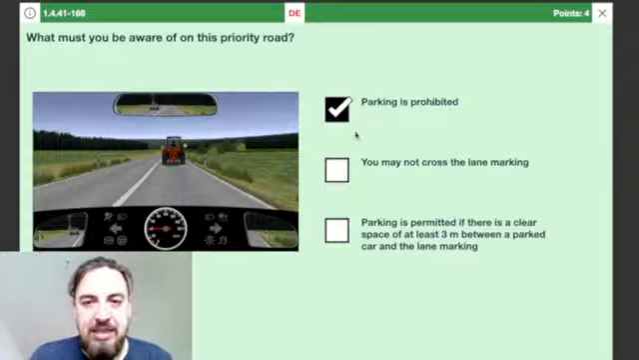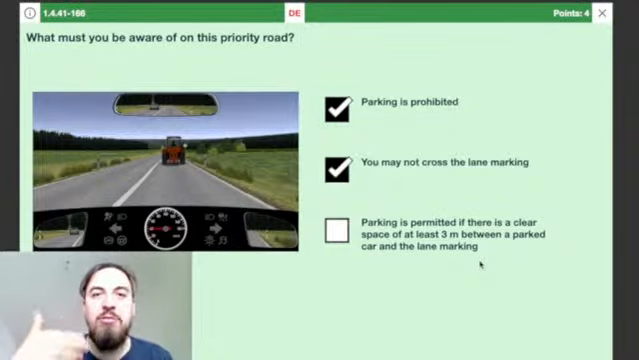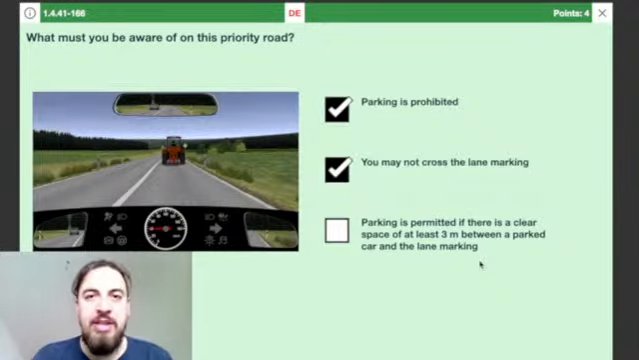So parking is prohibited. You may not cross the lane marking because it's continuous. Parking is permitted if there is a clear space of at least 3 meters between a parked car and the lane marking. That would be correct if it wasn't a priority road, because remember, on a priority road outside of built-up areas, outside villages and towns, you are not allowed to park on the road. That's why parking is prohibited, and the second one is correct. Meanwhile, the last is false.